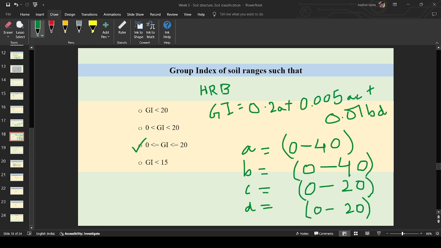Suppose the percentage passing the 75 micron sieve is 65. Then it is beyond the range of B, so B will not have any value because only within that range can we take B. Only A will have a value, and the value of A will be 65 minus 35, that is 30. Is it clear? Please cross check my explanation with any standard soil mechanics book.